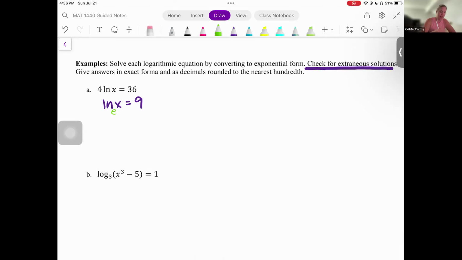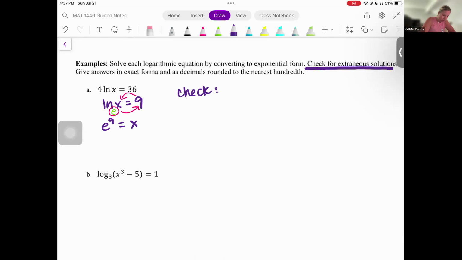Now we want to remember that the base of a natural logarithm is e. And now we're just going to convert to exponential form. So take that base, raise it to what it's equal to, set it equal to the argument. We have e to the 9th power equals x, and we're done. There's our solution for x. But we need to check that.